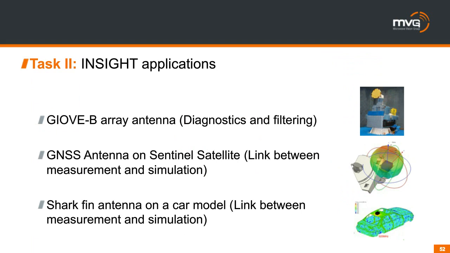After a complete explanation of the software inside, we move on to the second part of the webinar that deals with some applications. We will present the GeoVD array antenna, which is a diagnostic and filtering application, and two examples regarding the link with the simulation tools: a GNSS antenna on a Sentinel satellite and a Sharpie antenna on a car model. But let's start with the GeoVD array antenna.